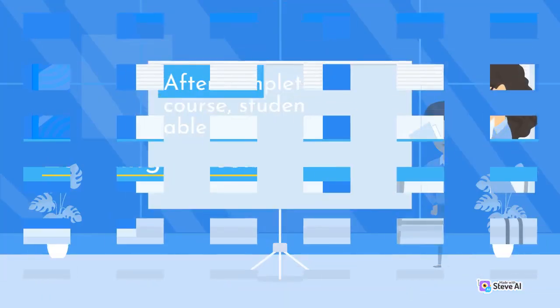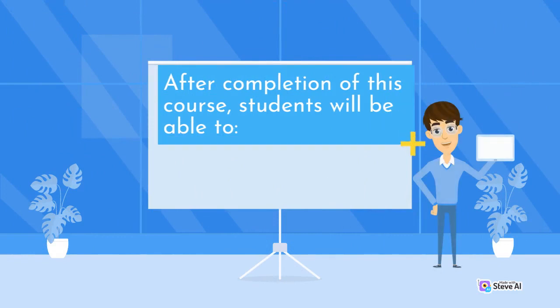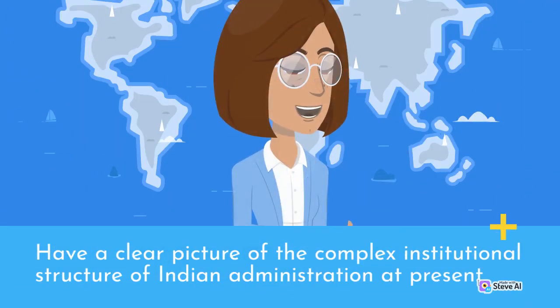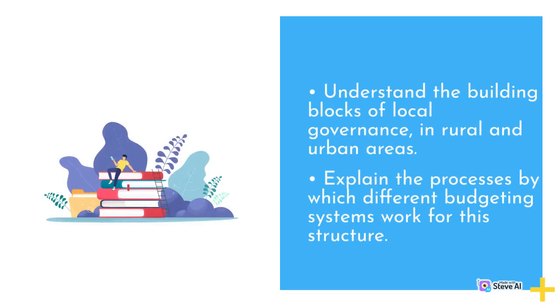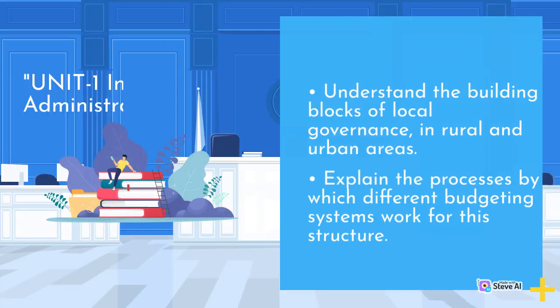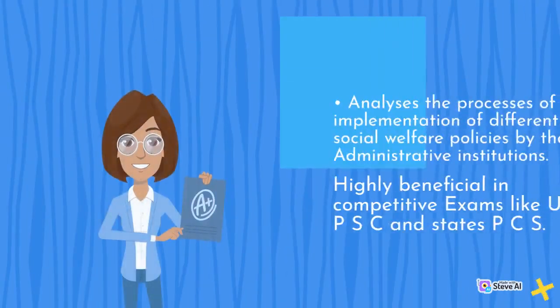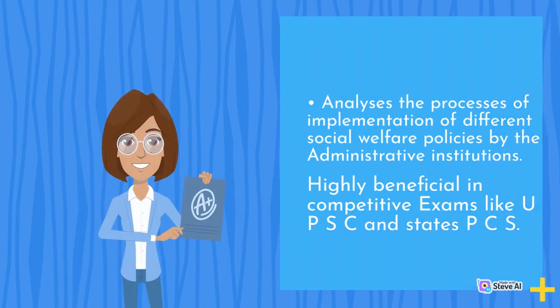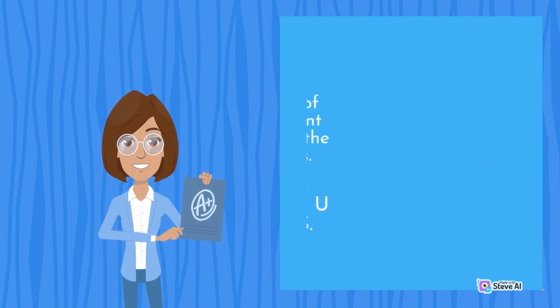Learning outcomes. After completion of this course, students will be able to have a clear picture of the complex institutional structure of Indian administration at present, understand the building blocks of local governance in rural and urban areas, explain the processes by which different budgeting systems work for this structure, analyze the processes of implementation of different social welfare policies by the administrative institutions. Highly beneficial in competitive exams like UPSC and States PCS.